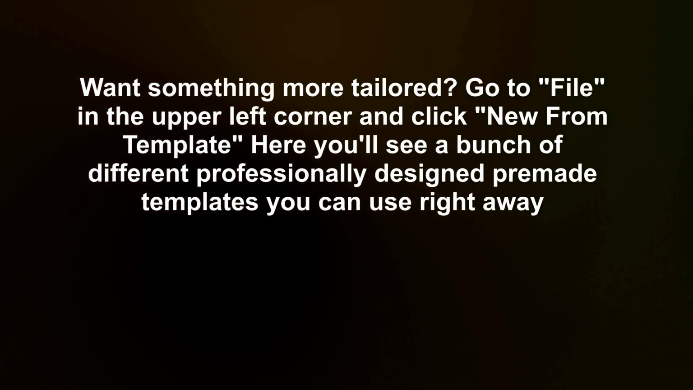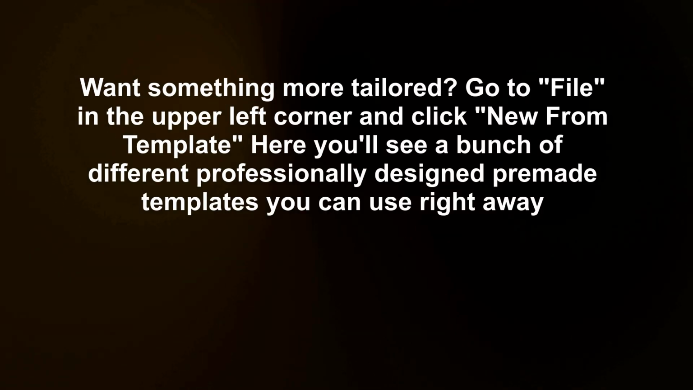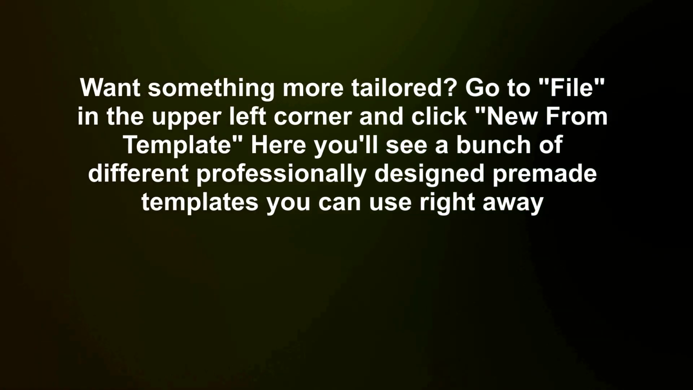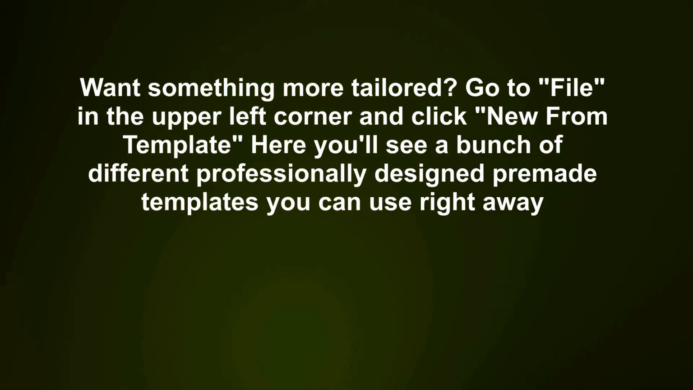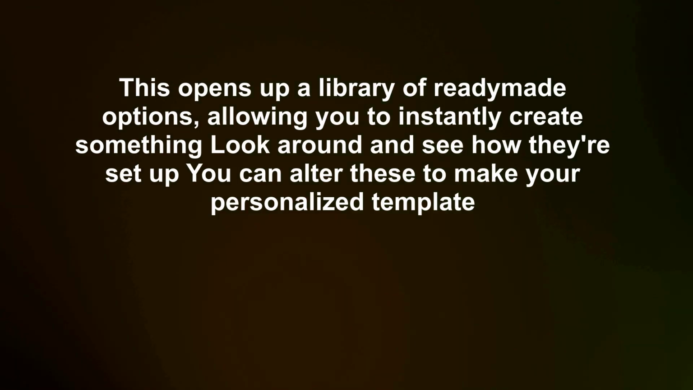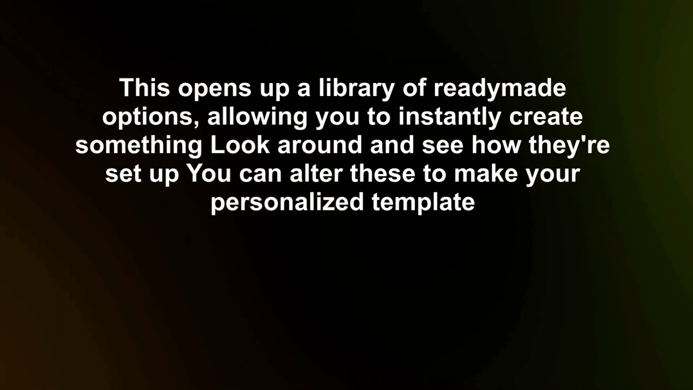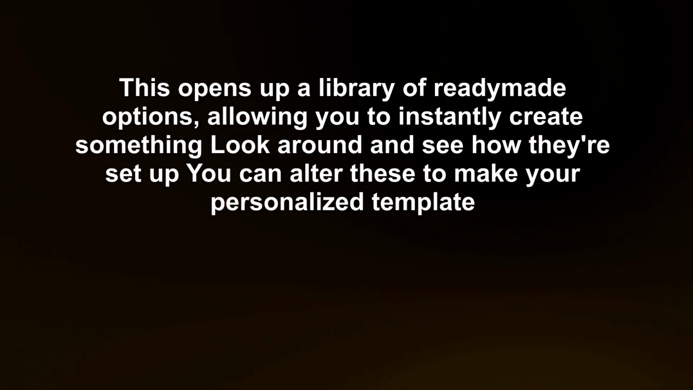Want something more tailored? Go to File in the upper left corner and click New from Template. Here you'll see a bunch of different professionally designed pre-made templates you can use right away. This opens up a library of ready-made options, allowing you to instantly create something. Look around and see how they're set up. You can alter these to make your personalized template.